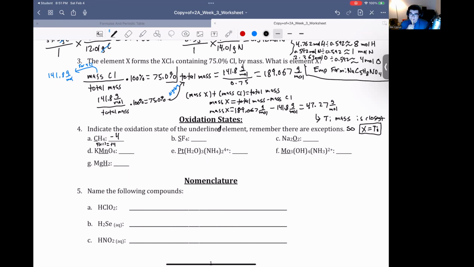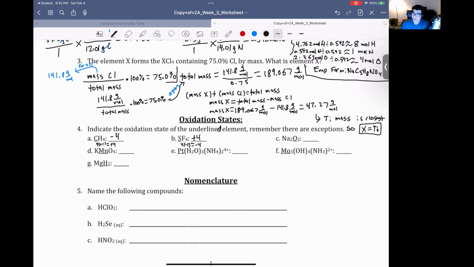Okay, so B, it says sulfur tetrafluoride. Same thing here. We're going to assume fluorine is typically a -1. So there are 4 fluorines, they're all -1. So they contribute a -4 charge, which means that the sulfur has to be a +4 charge. Remember, this is neutral. I don't see any charge there, there's no minus, no plus. All right, we're going to go to the next one here.